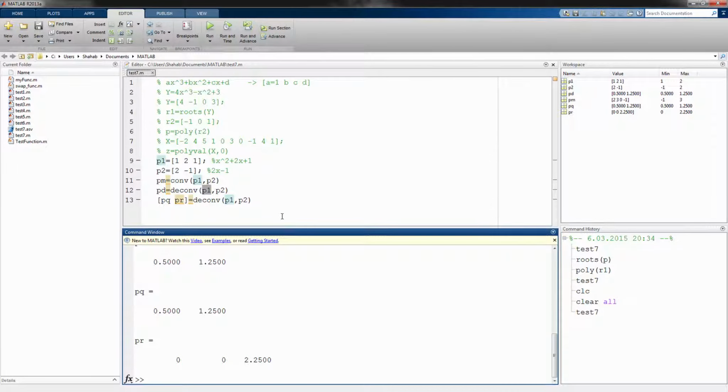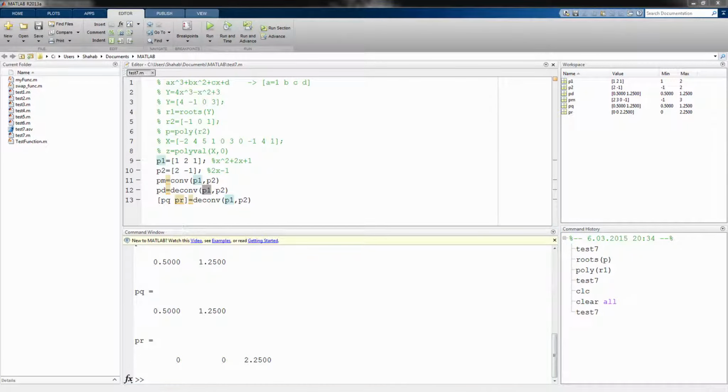These two will be used a lot if you are doing calculus and you want to multiply some polynomials with each other, or divide them. You can use these commands.